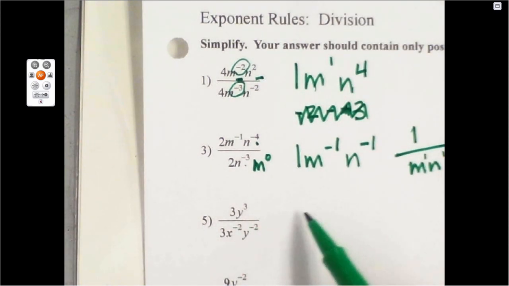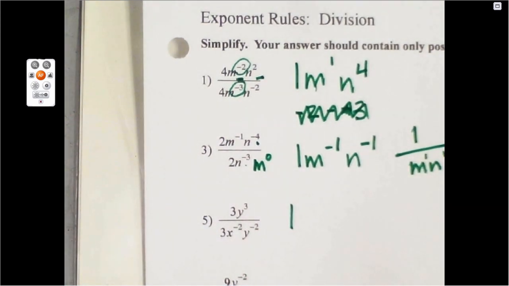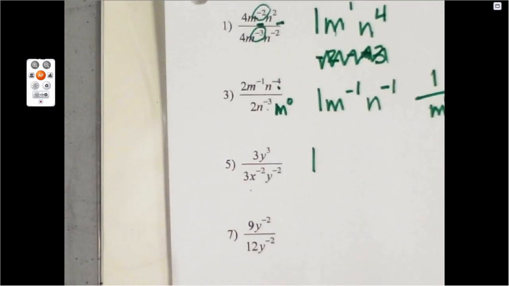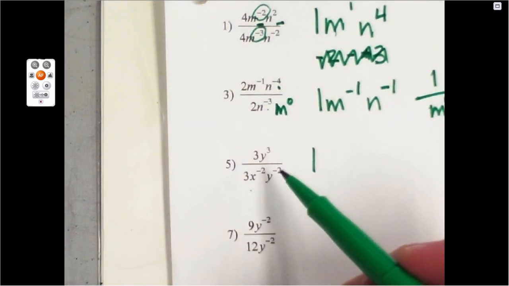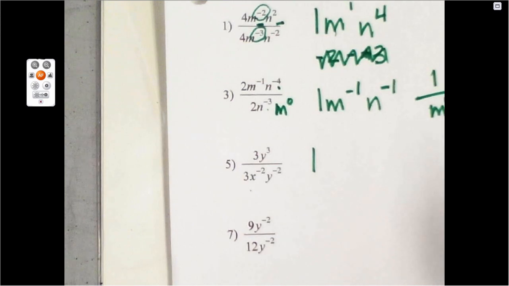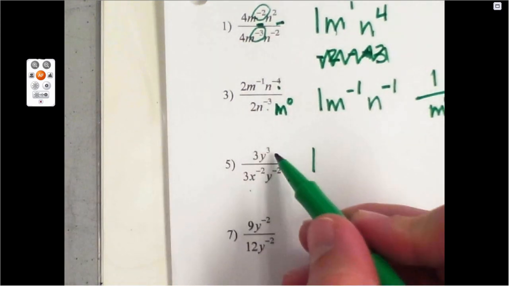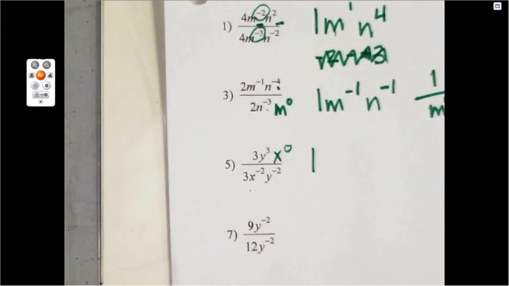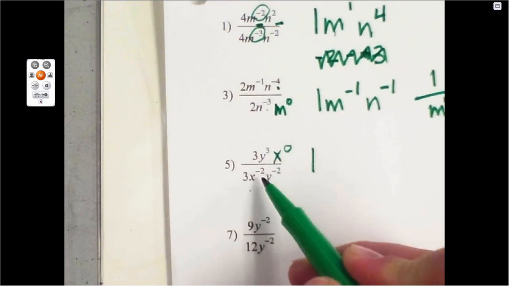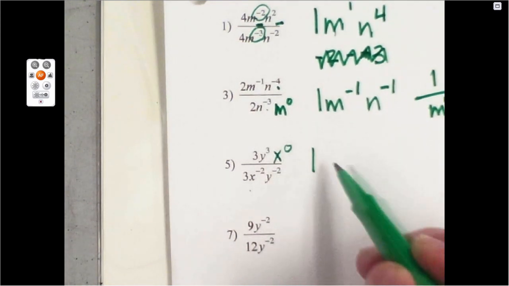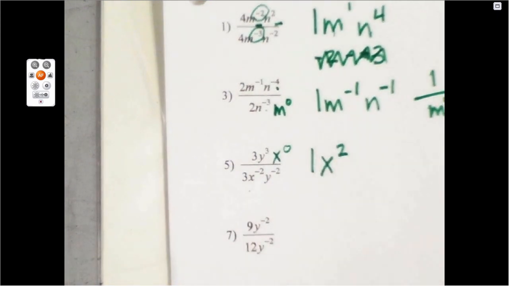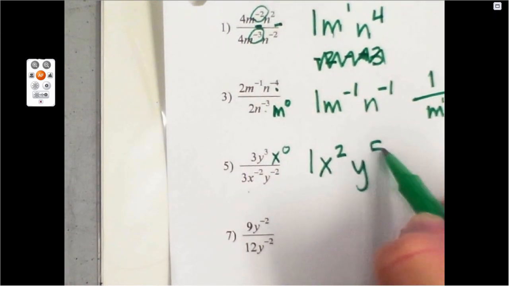3 divided by 3 is 1. Okay, the X's. I don't know if we went over a lot of these yesterday. Everybody look up here. If you have an X on the bottom and don't have it on the top, you can add one and just put 0 there. So 0 minus -2 is +2. 3 minus -2 is +5.